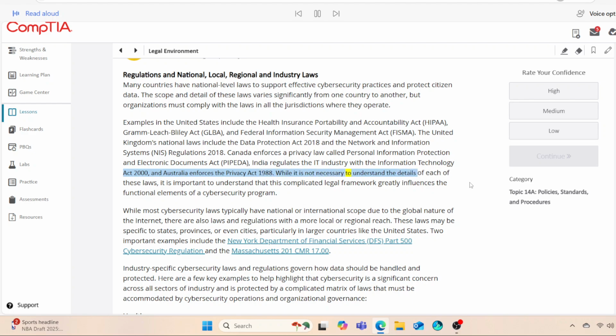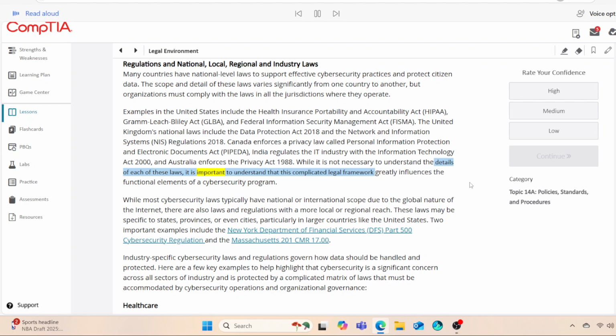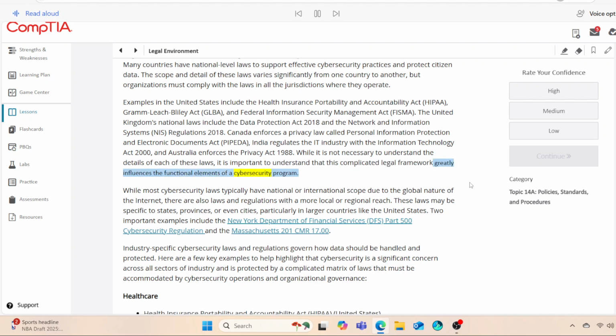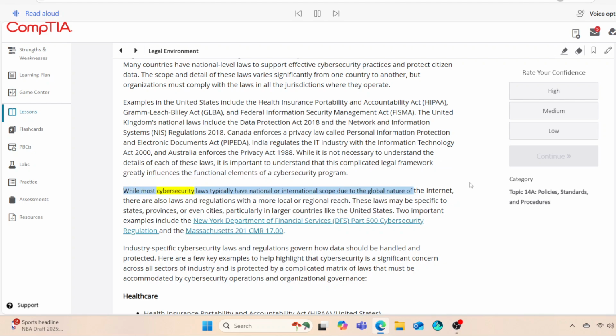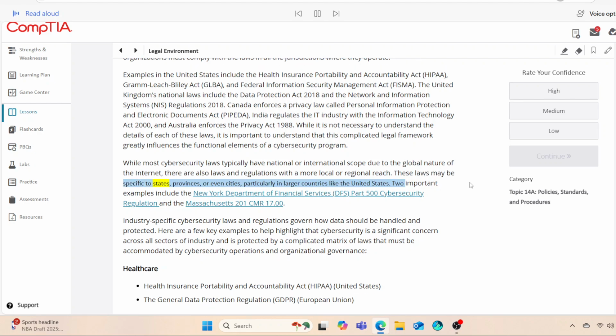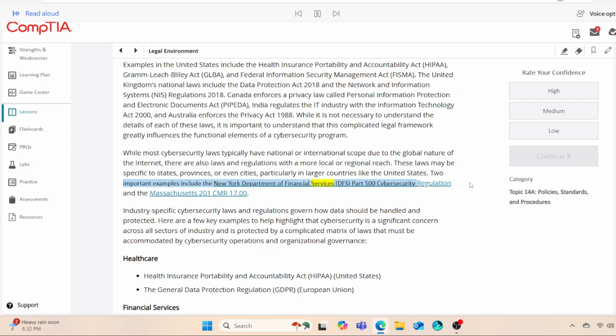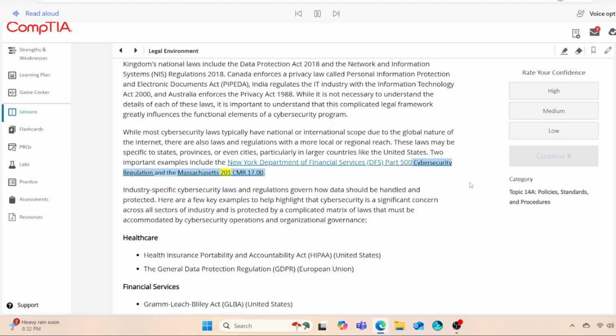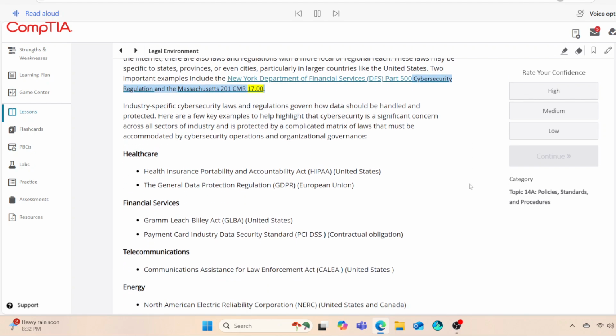While it is not necessary to understand the details of each of these laws, it is important to understand that this complicated legal framework greatly influences the functional elements of a cybersecurity program. While most cybersecurity laws typically have national or international scope due to the global nature of the Internet, there are also laws and regulations with a more local or regional reach. These laws may be specific to states, provinces, or even cities, particularly in larger countries like the United States. Two important examples include the New York Department of Financial Services, DFS, Part 500 Cybersecurity Regulation, and the Massachusetts 201 CMR 17.00.